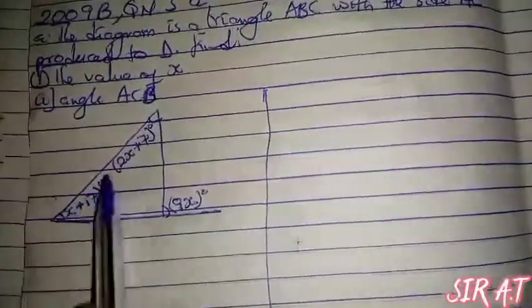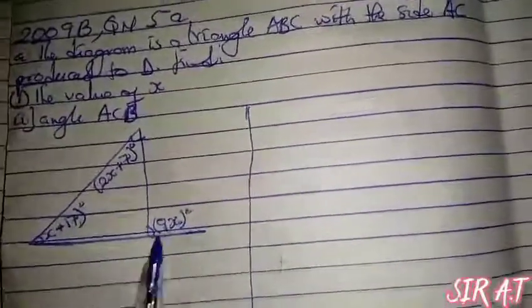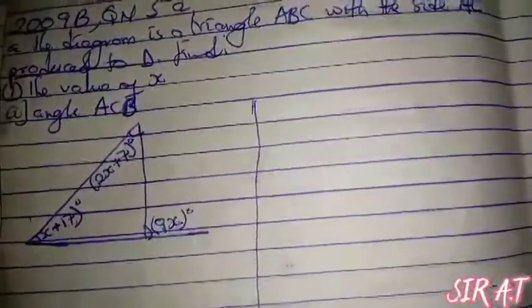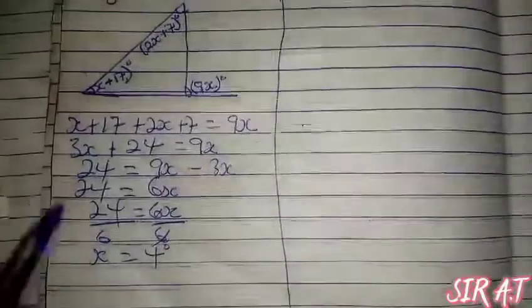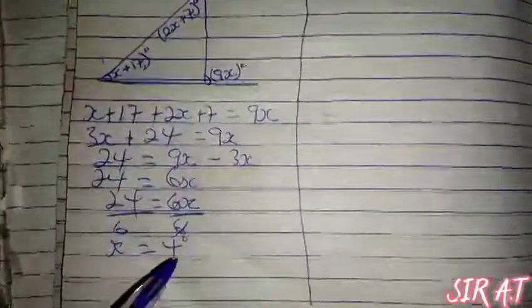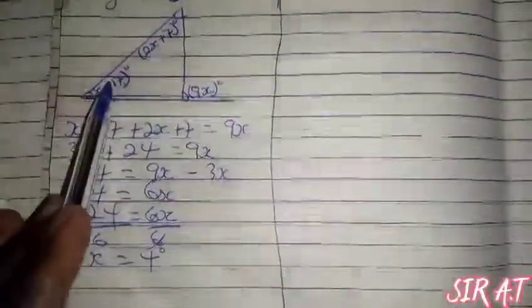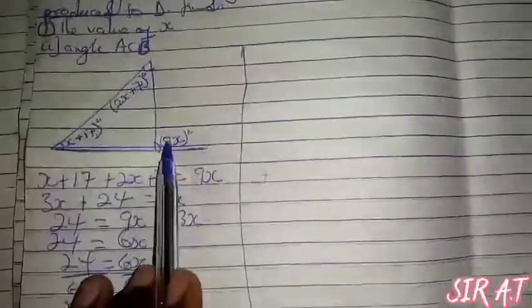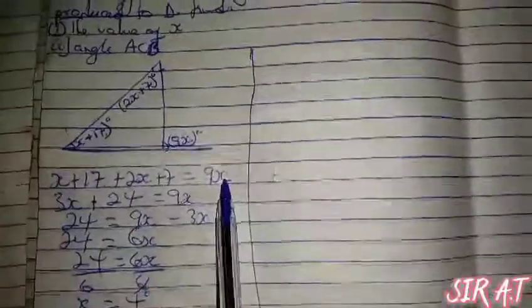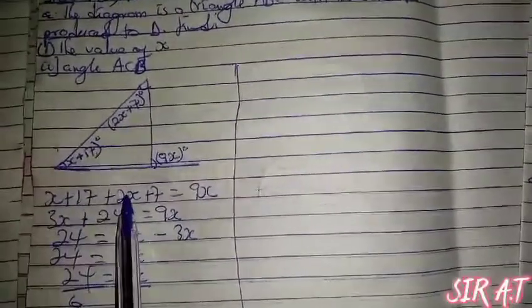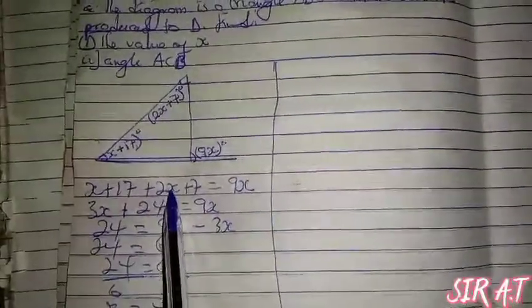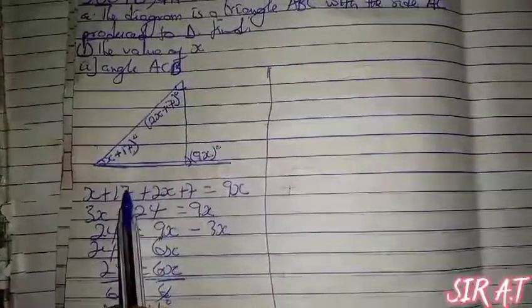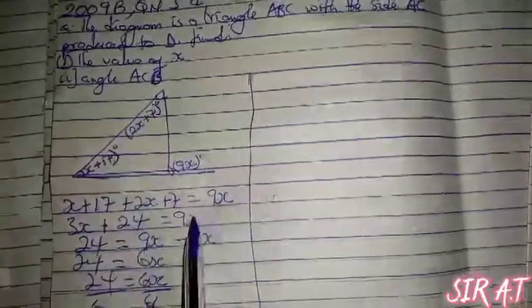So you're going to use this and that to find our X. So we had X to be equal to 4. How do you do it? We added these two interior angles and equated them to the opposite exterior angle. So X plus 2X, which gives 3X, and 17 plus 7, 24, equal to 9X.